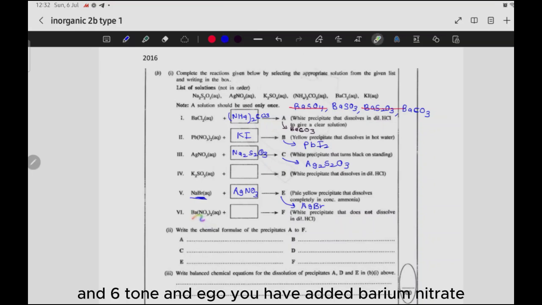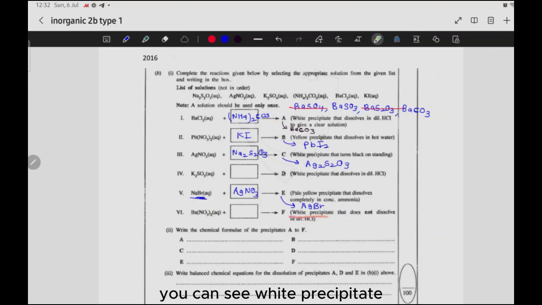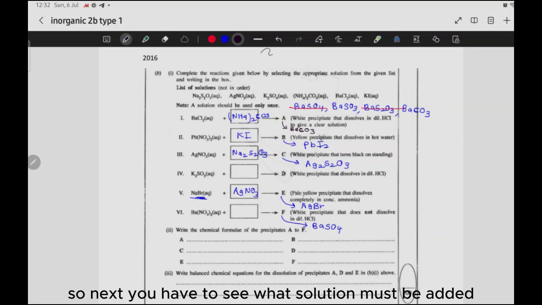And sixth one, you have added barium nitrate. So barium nitrate basically contains barium 2 plus. So go to the barium 2 plus note, right? There you can see white precipitate that does not dissolve in HCl. I have given it, that is barium sulfate, right? You go to the barium 2 plus note and you figure this out. It's a direct one. So next you have to see what solution must be added here.